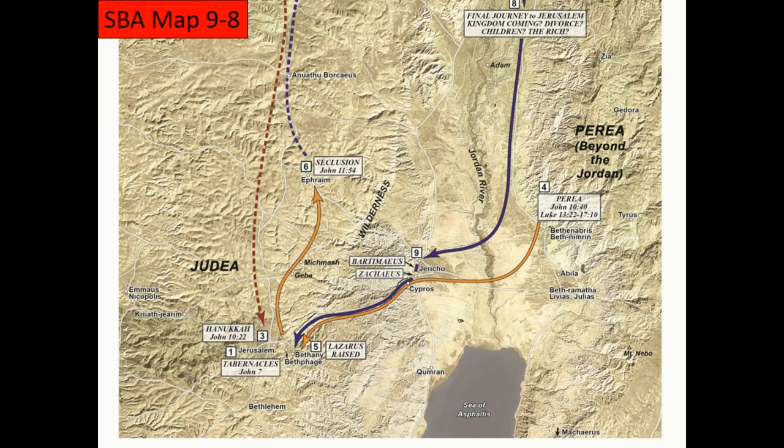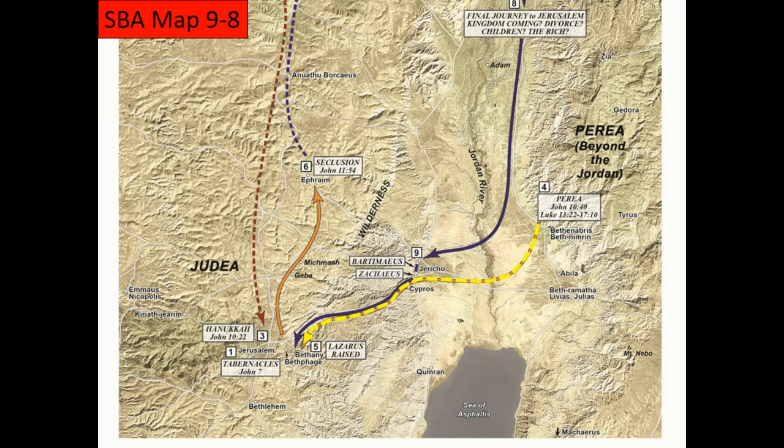Following an episode at Hanukkah in Jerusalem, Jesus spent time in the district of Perea, beyond the Jordan. After hearing about the sickness of Lazarus, he stayed 2 days longer and then climbed the Jericho to Jerusalem road to Bethany, where he raised Lazarus from the dead.